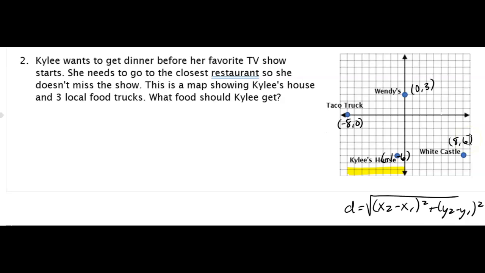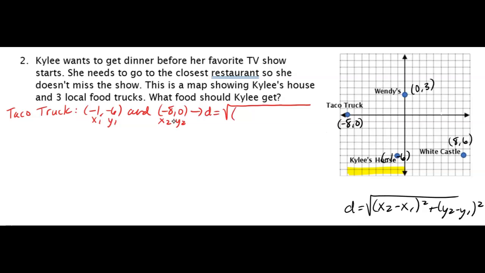All right, so I'm going to find the distance from Kylie's house to the taco truck first. Okay, so I have the 2 points, (-1, -6) and (-8, 0). So I'm going to plug those into my distance formula. I'm going to label my points x1, y1, x2, y2, just so that I can help myself keep things straight. So if I plug this into the distance formula, I would have x2, which is -8, minus -1, which is x1. And then I want to subtract my y's, so I'm going to do 0 minus -6. And then both of those are in parentheses, squared.